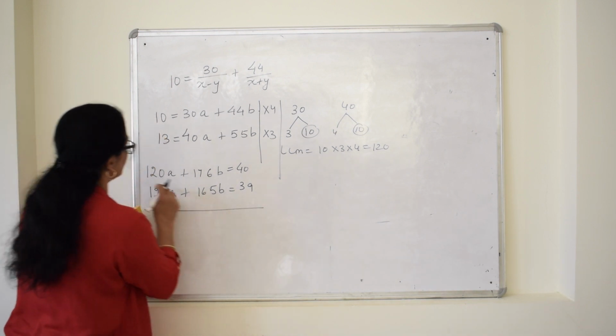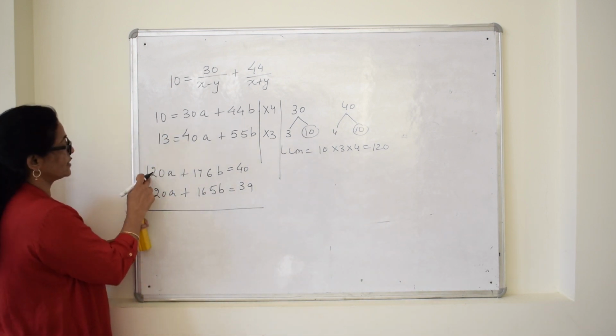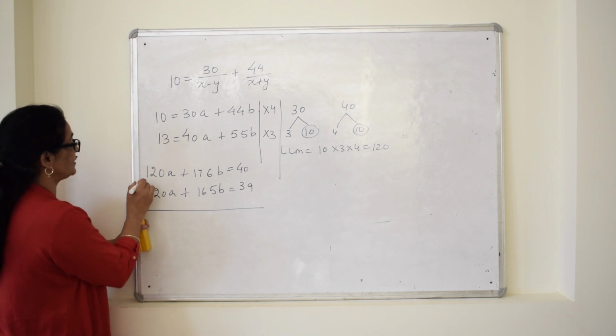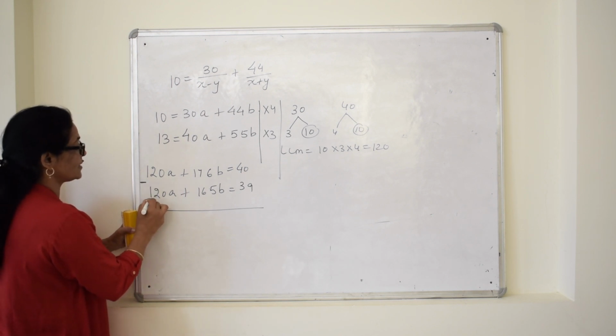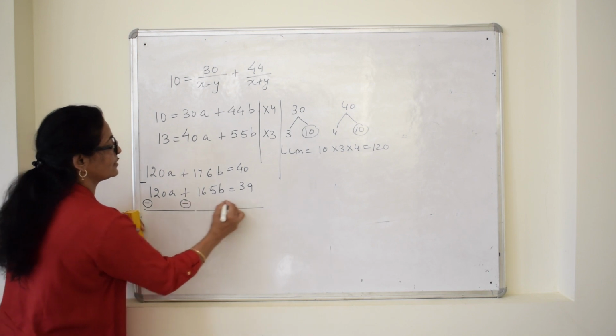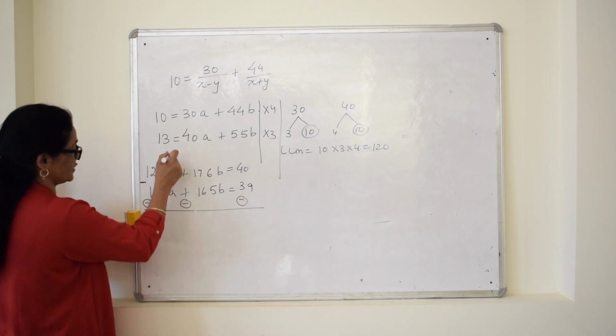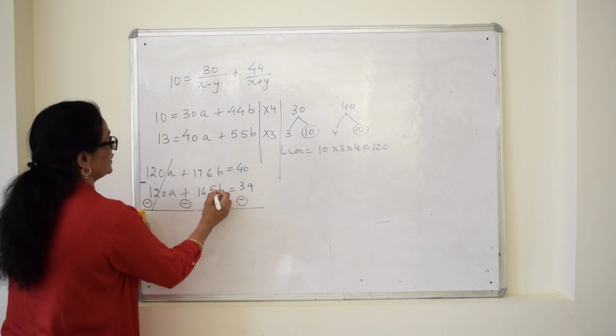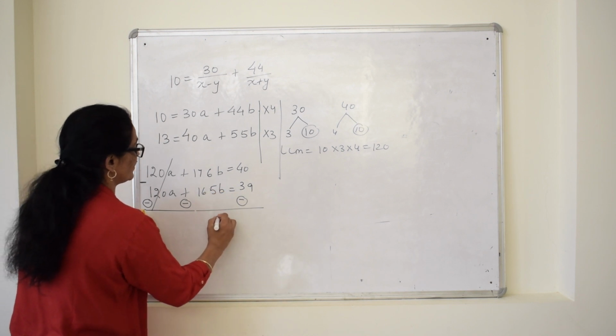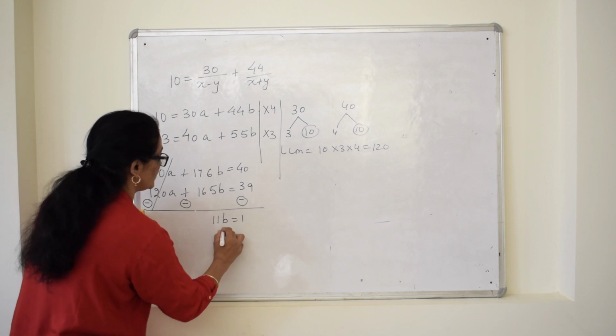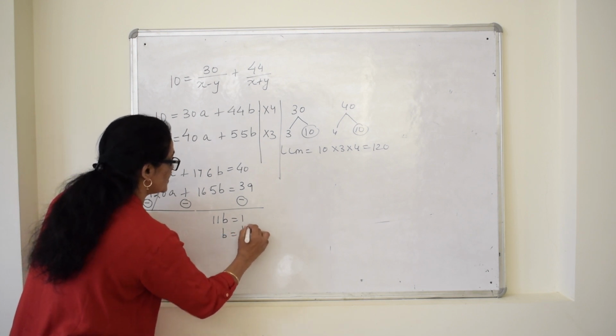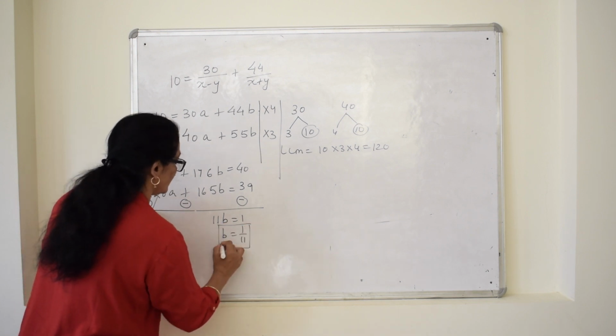Now, same coefficient, same sign. We will subtract the equations, change the sign. This will be minus, this is cancelled. This is 6 minus 5 is 1, 7 minus 6 is 1. 11b is equal to 1. So the value of b is 1 upon 11.